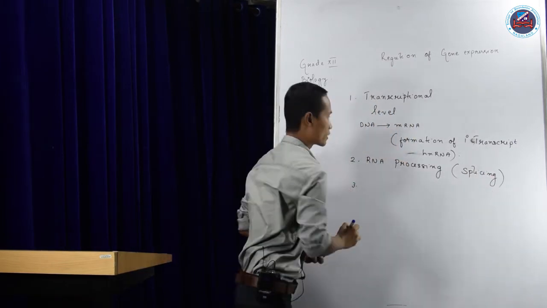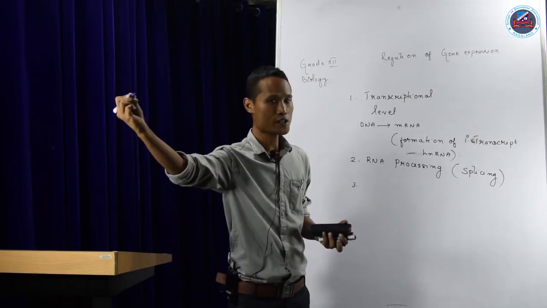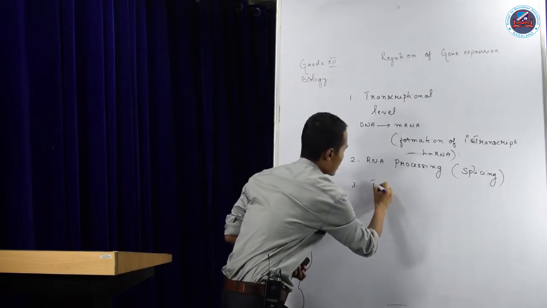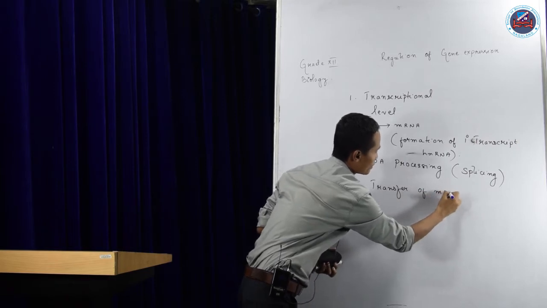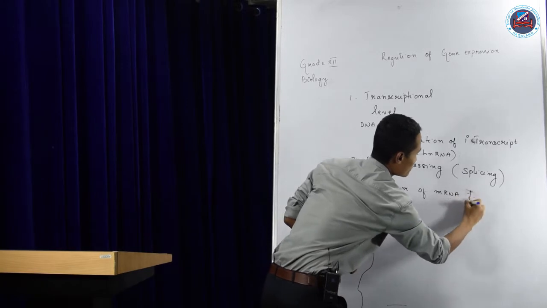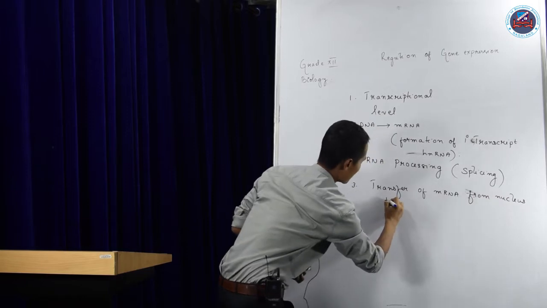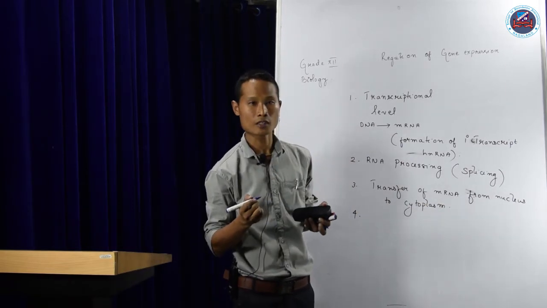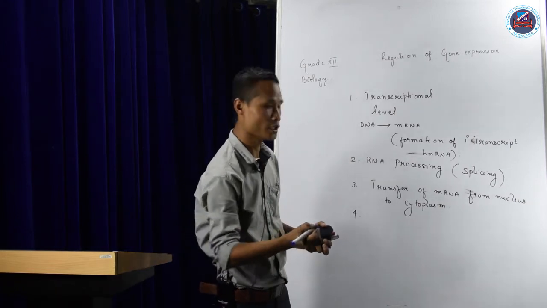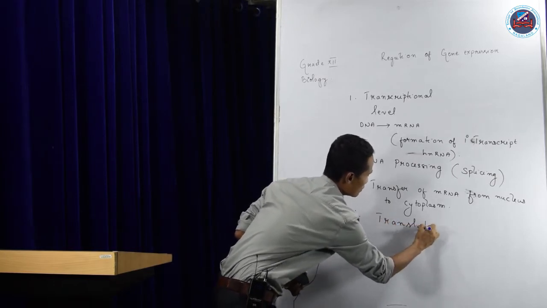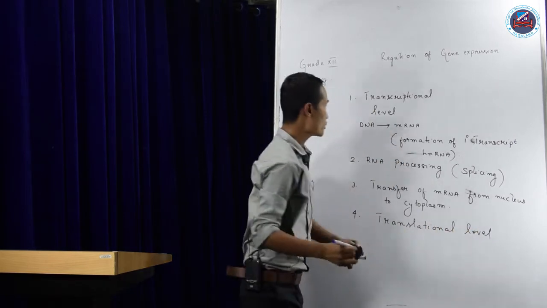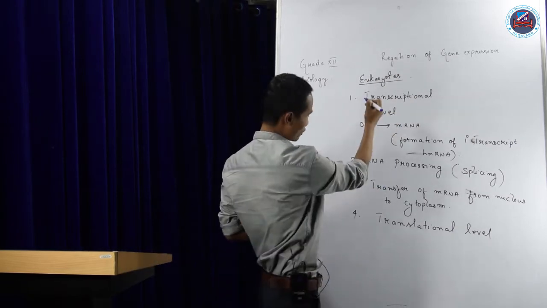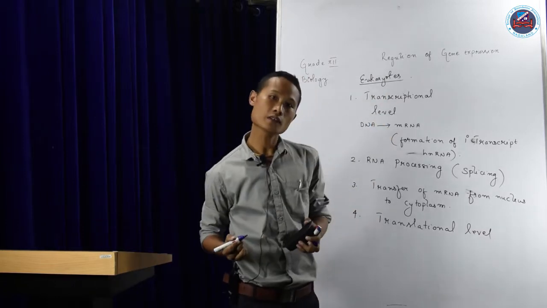Now third, you know that once the mRNA is synthesized, it has to transfer to the cytoplasm. So during that time, the regulation of gene expression can also be checked. That is the transfer of mRNA from the nucleus to the cytoplasm. Point number 4, during the process of protein synthesis, we can regulate it. So that is the translational level. This is for the case of eukaryotes, like mammals, human beings. So these are the 4 ways in which gene expression can be regulated.